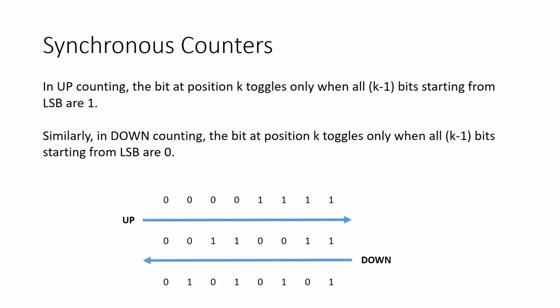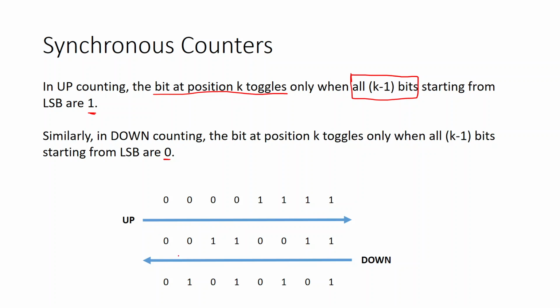By looking at these numbers, we have noted that the bit at position k toggles only when all k minus 1 bits starting from the LSB are 1. This is for up counting. Similarly, for down counting, the bit at position k toggles only when all k minus 1 bits starting from the LSB are 0. Read the statement and look at the numbers.